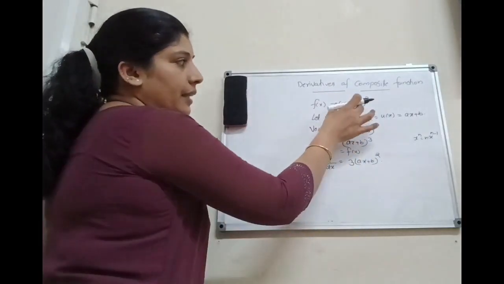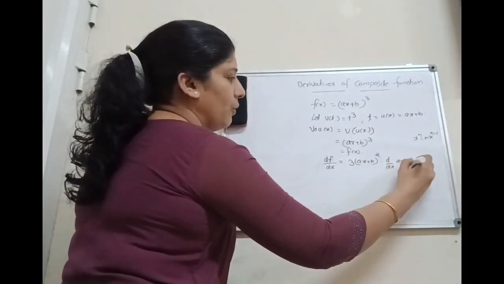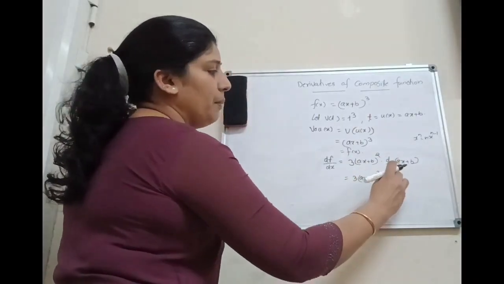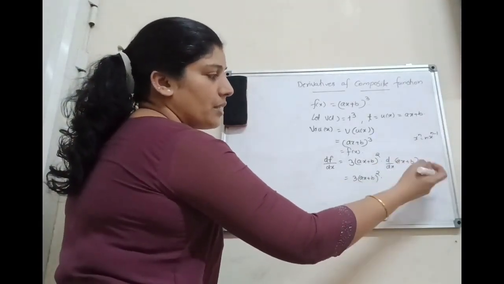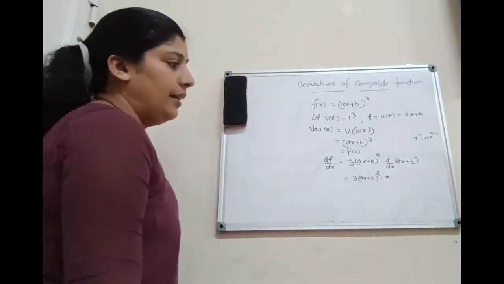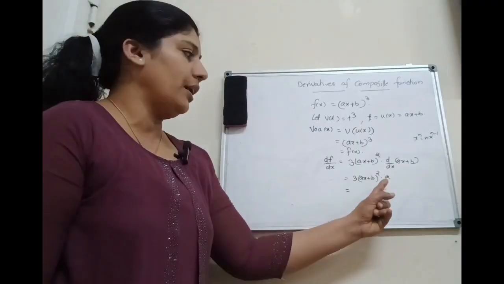Next, we consider the derivative of the linear function, that is, d by dx of ax plus b. That is equal to 3(ax plus b) whole square into d by dx of ax plus b. Here, d by dx of ax plus d by dx of b. b is a constant, so its derivative is 0. d by dx of ax is a. That is 3(ax plus b) whole square into a.